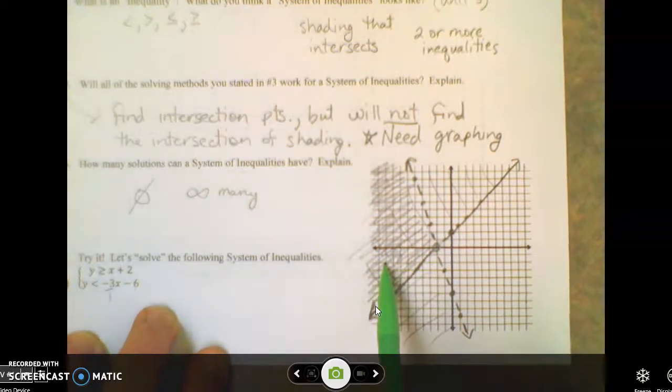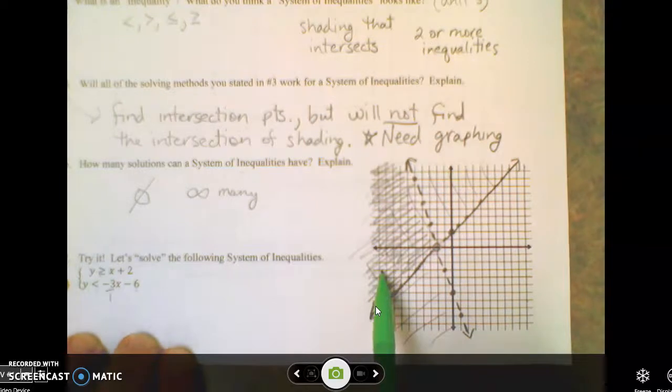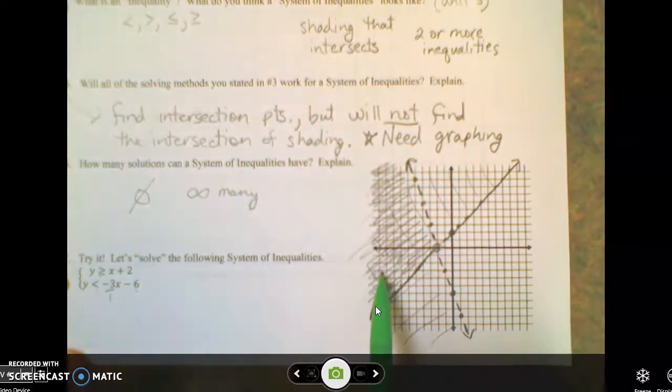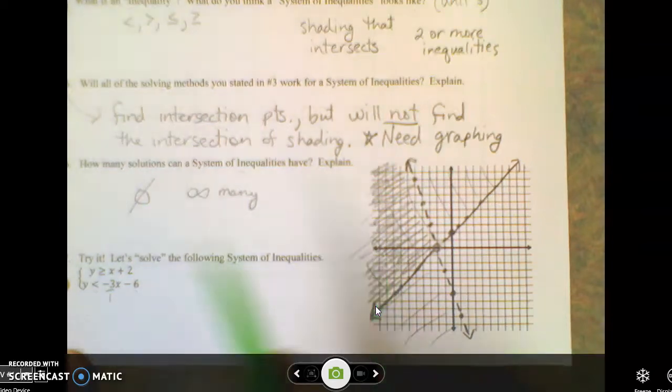So I'm going to end this video now. This is part 1. Part 2 is going to show us how to do word problems for systems of inequalities, which is where we get the most usefulness out of this type of problem.